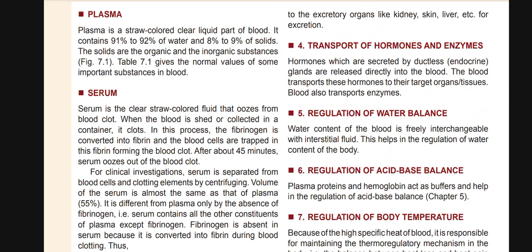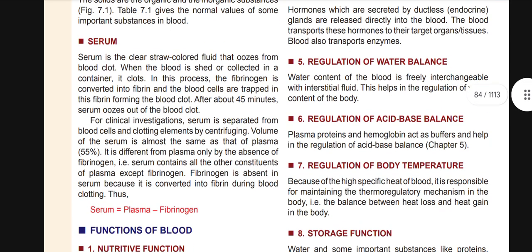Specifically, the endocrine glands secrete their hormones directly into the blood. The blood transports hormones and enzymes to the target tissue or organ. Regulation of water balance. Water content is highly important in our body. So, blood maintains the water balance in the body by a homeostasis mechanism. We will discuss more about this later in further videos.